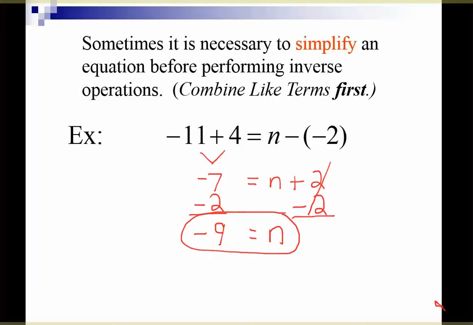Now we might want to go back in and check that, remember. So take the negative 9, plug it back in up here for n. Negative 9 minus negative 2, that's going to be negative 9 plus 2. That gives me negative 7. And that negative 7 matches up with what we get when we do a negative 11 plus 4. So negative 7 does equal negative 7. That means I have the right answer for n.